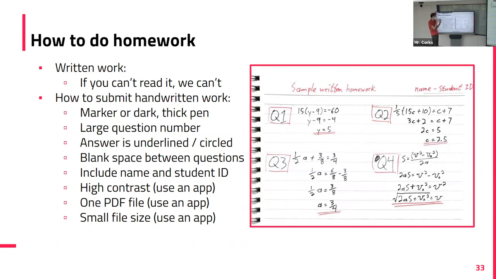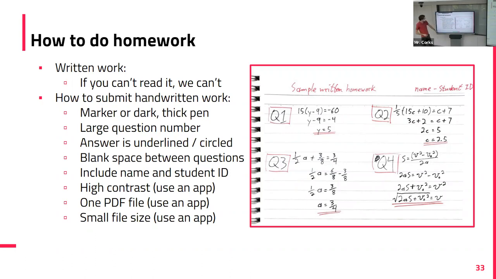If we have to spend twice as much time on your work because your handwriting is bad, we're just not going to. So best practices here, because you're scanning: use a thick pen or maybe a thin marker. I used a thin marker when I wrote these ones. Write the question number really large so we can see where your work starts. Underline or circle your final answer so we can see where that part finishes. Leave some white space between your writing. Don't pack everything in really tight. Please have your name and student number on it.